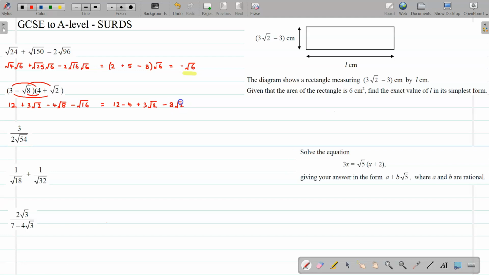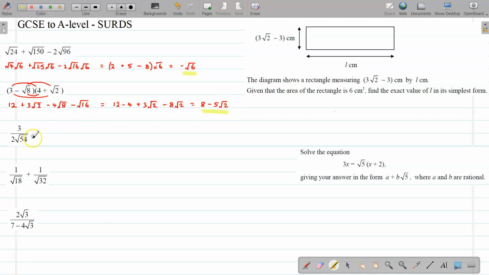Now if I simplify that further, 12 minus 4 is 8, and 3 root 2 minus 8 root 2 is minus 5 root 2. And that's my simplified answer. Normally these questions will contain one rational number and then an irrational part, which is the surd.